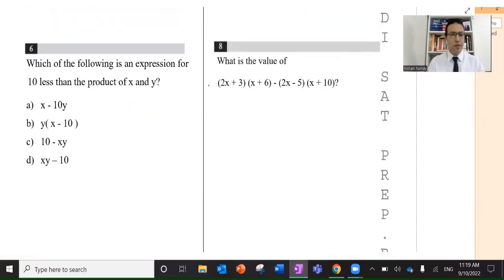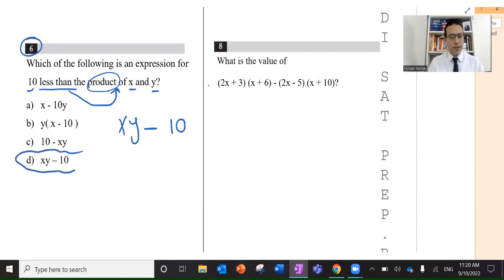Another example, number 6, which is a very easy one. Which of the following is an expression for 10 less than the product of x and y? What comes after less than comes first. Product means multiply, so x times y. Less than is minus 10. So the answer is D.